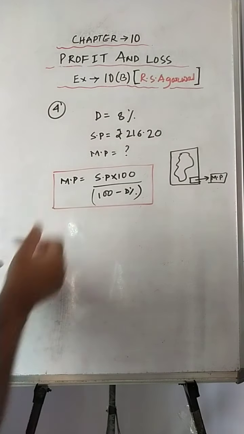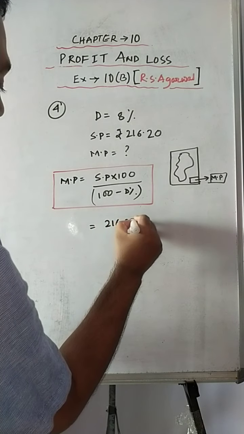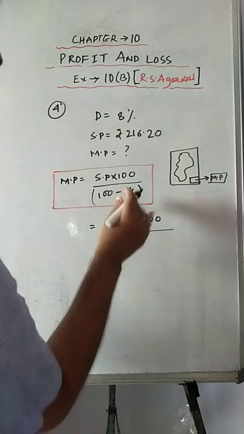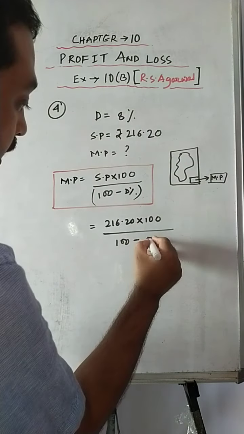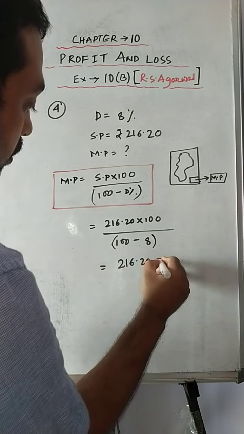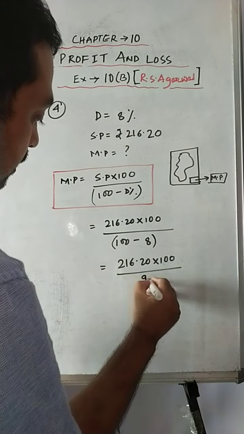Now we'll put in all the values. What is SP? SP is 216.20 into 100 upon 100 minus 8%. But we will not write 8%, we'll only write 8. So 216.20 into 100 upon 100 minus 8, which is 92. Now we'll convert this decimal form to a fractional form. After the decimal, how many digits are there? 2. So we'll remove this by dividing by 100.